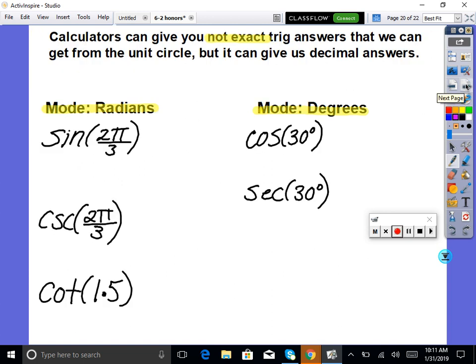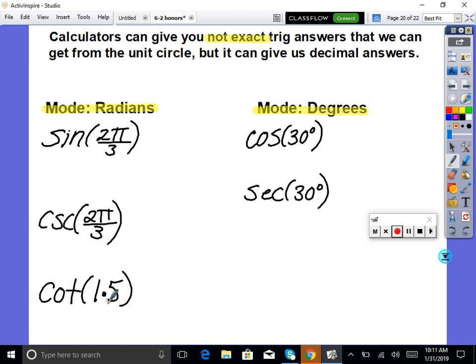All right, this is the last slide of the lesson. Now understand, guys, if I ever say to you, evaluate sine of 2 pi thirds, evaluate cosecant of 2 pi thirds, evaluate cotangent of 1.5, if you can use the unit circle, you're going to use the unit circle because then you can give me an exact answer, not a decimal. Does everybody see that? So right here, could I use the unit circle? Instead of a calculator, right here, I would use the unit circle.